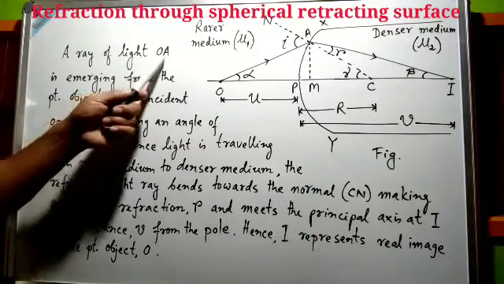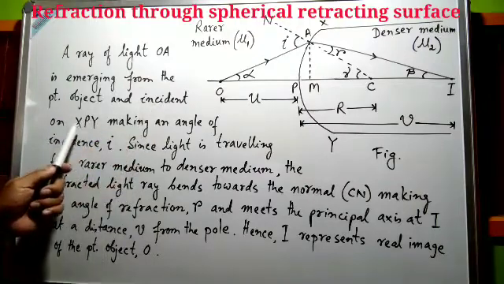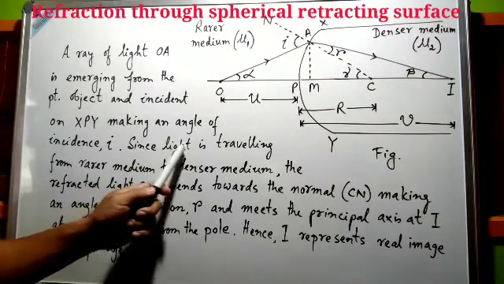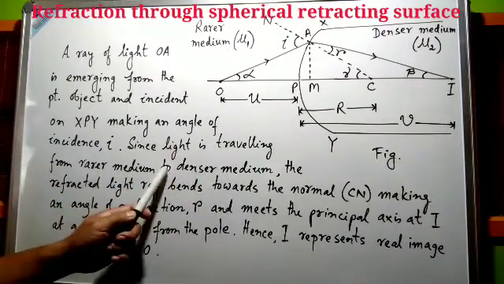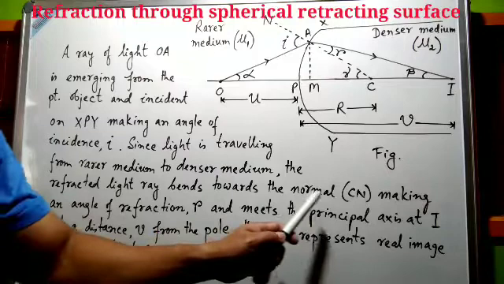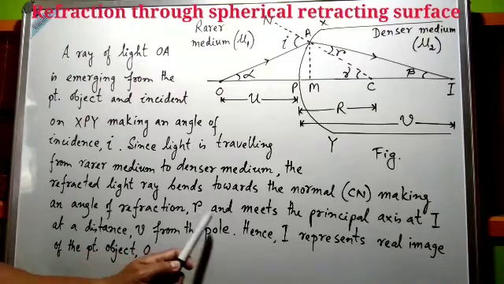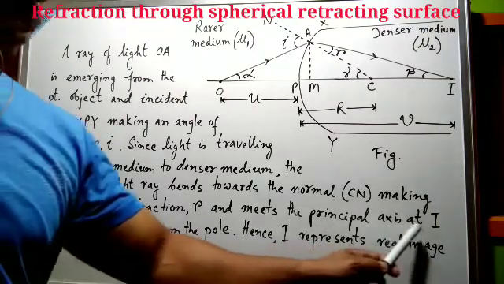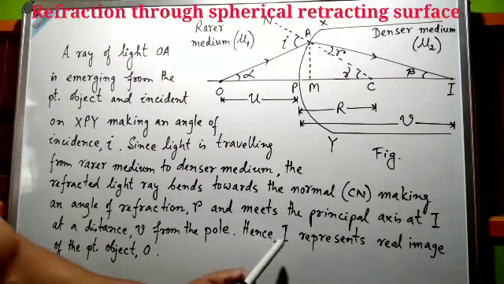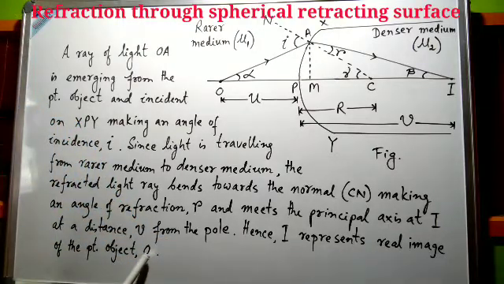A ray of light OA is emerging from the point object and incident on XPY, making an angle of incidence I. Since light is traveling from rarer medium to denser medium, the refracted light ray bends towards the normal CN, making an angle of refraction small r and meets the principal axis at capital I at a distance b from the pole. Hence, I represents real image of the point object O.